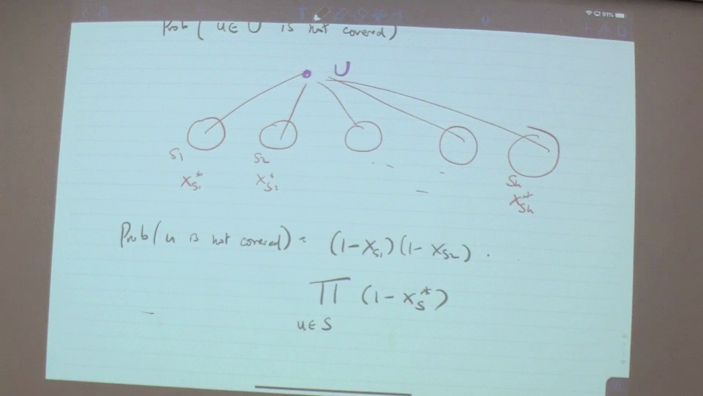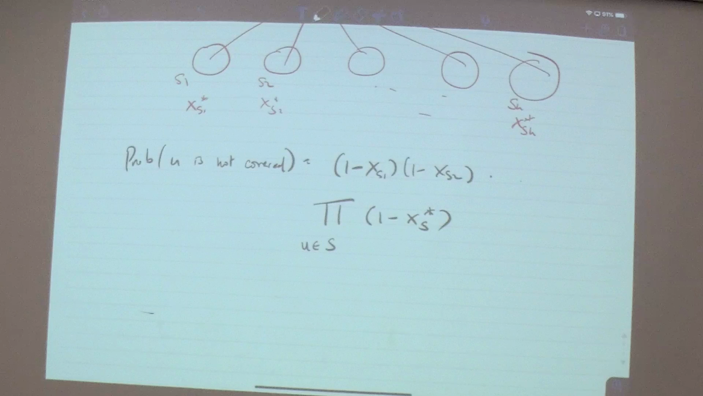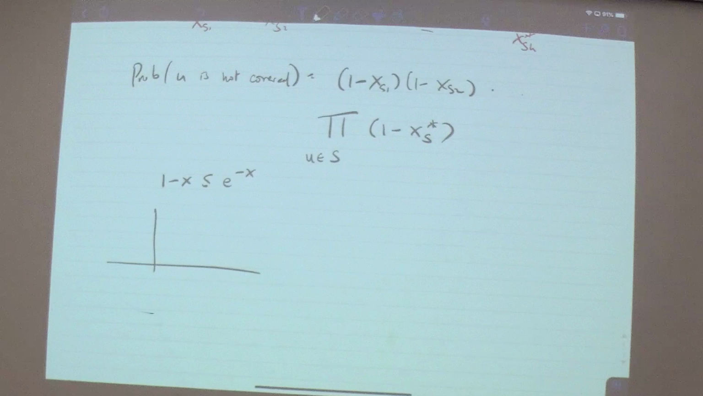Now, we will now use the most important inequality in all of computer science. I'm not exaggerating. There are some cases where this is not true, but for the most part, this is true. You can graph this. So 1 minus x looks something like this, right? And e to the minus x looks something like this. So this is true, which means that I can replace this expression by this expression.